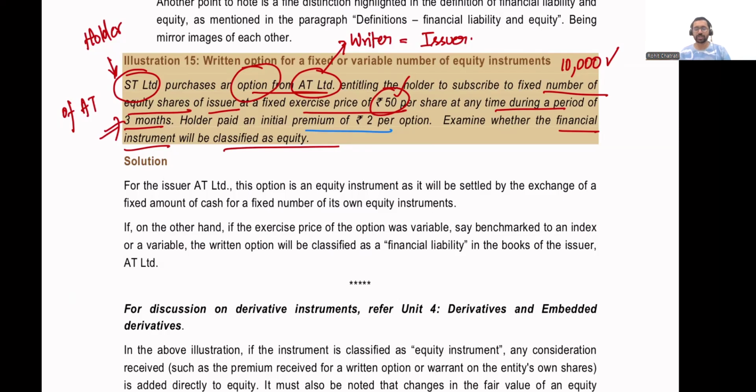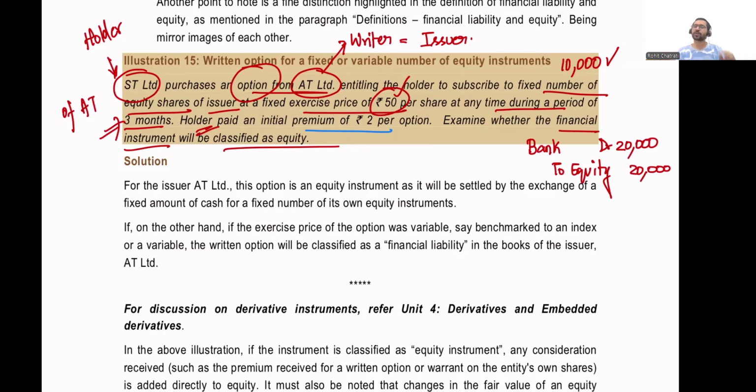All right. So what is the journal entry on day one over here? If you notice, the holder had paid a premium of 2. If the holder paid, it means AT would have received a premium of 2 per option. So therefore, the journal entry would have been bank account debit 20,000, 10,000 multiplied by 2, to equity of 20,000 rupees. So the amount of premium that AT Limited would have received will be recorded to equity, and it will not be recorded to a derivative financial liability.